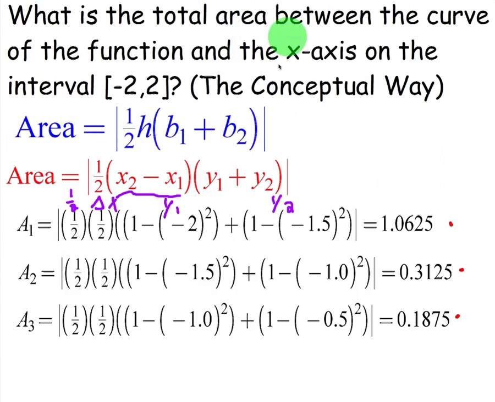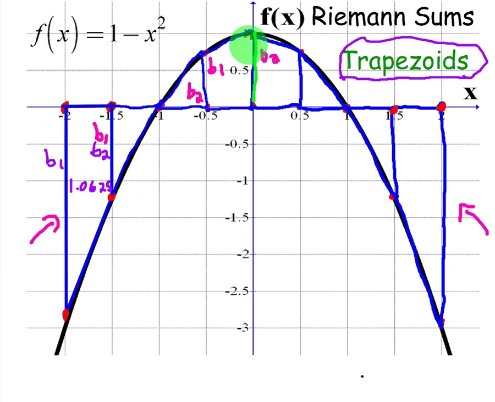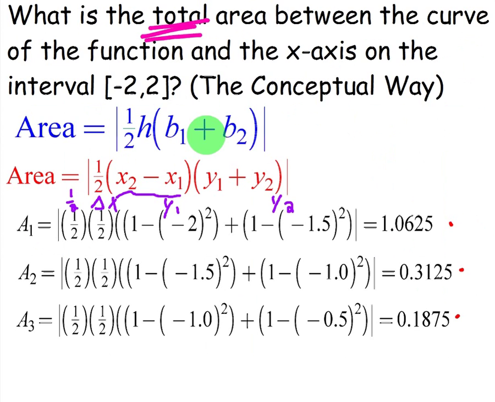So what is the total area? Again, I'm going to underline that. I like to teach total area first before net area. Net area is definite integral, which is what we're ultimately trying to get to. But to me, total area just makes more sense because in the real world, most of the time, the area of something is always going to be positive. Okay, so what's the total area between the curve of this function and the x-axis on the interval -2 to 2? First of all, we'll talk about the conceptual way.